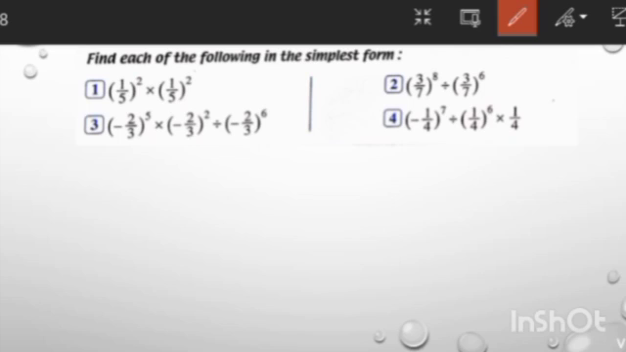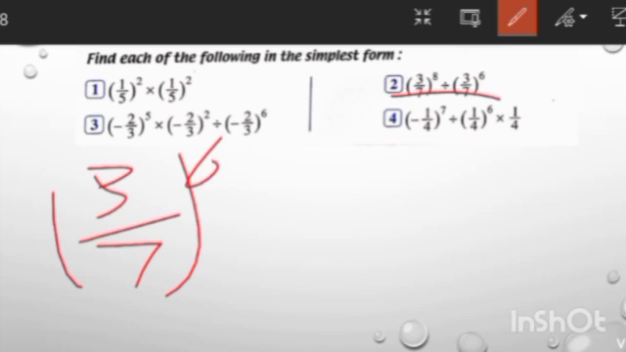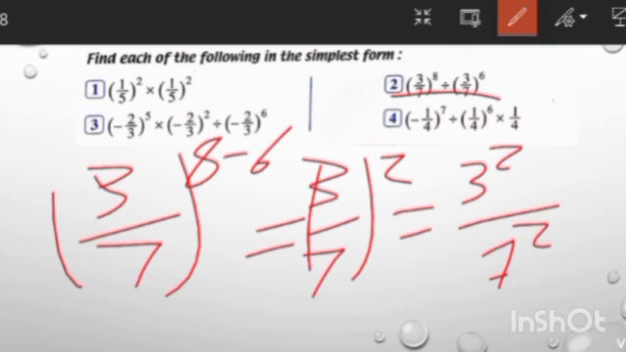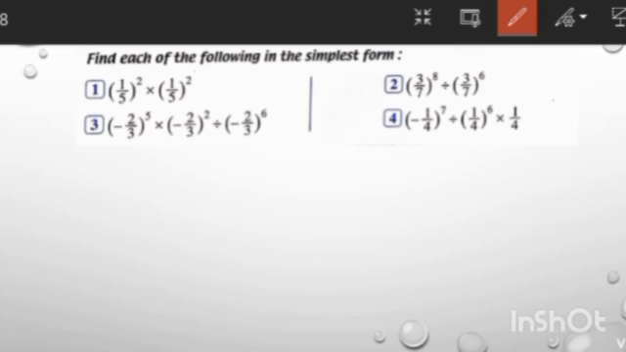Okay, number 2, (3/7)^8 divided by (3/7)^6. When we divide, we subtract powers, so it equals (3/7)^(8−6), which is (3/7)^2. Then it's equal to 3^2 over 7^2. 3^2 equals 9, 7^2 equals 49. Simplest form.